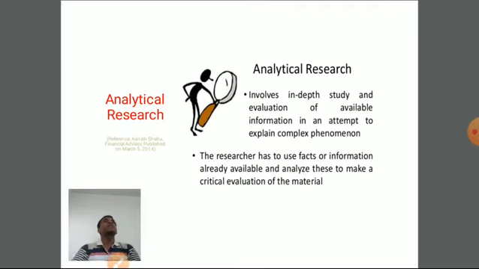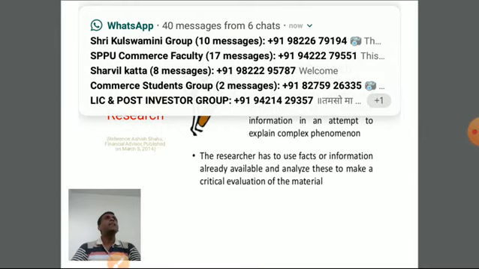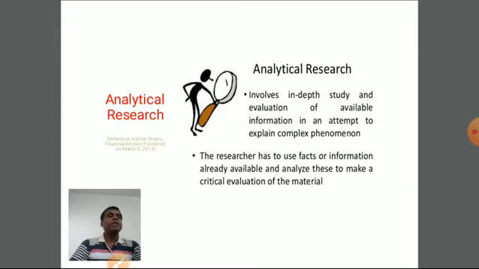So what does the researcher have to go for? First of all, the researcher has to collect facts, figures and information which is already available about that particular concept. After the collection of information, he has to analyze the information, facts and figures. For what is that information analyzed? Information is analyzed to make a critical evaluation of the material.